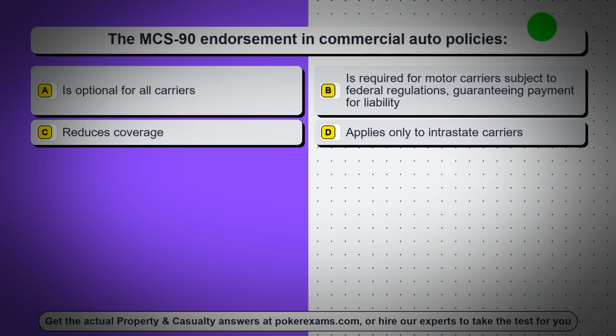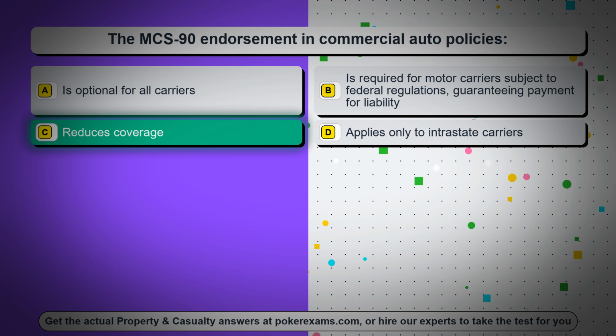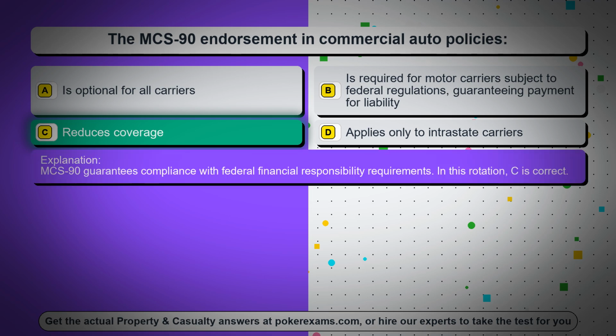Question 71. The MCS 90 endorsement in commercial auto policies, option A, is optional for all carriers. Option B, is required for motor carriers subject to federal regulations, guaranteeing payment for liability. Option C, reduces coverage. Option D, applies only to interstate carriers. The correct answer is option C, reduces coverage. MCS 90 guarantees compliance with federal financial responsibility requirements. In this rotation, C is correct.